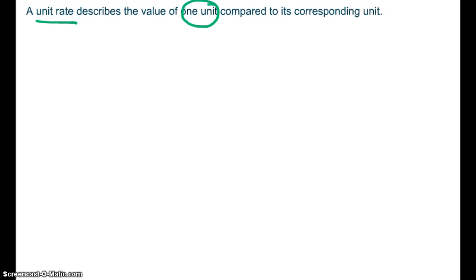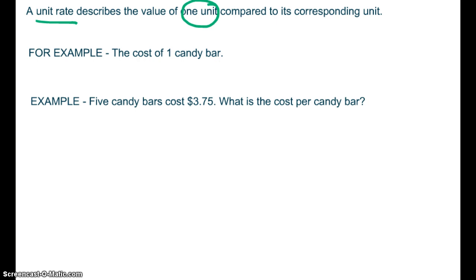A unit rate describes the value of one unit, the cost of one, or the value of one compared to its corresponding unit. For example, in our previous problem, we were actually working with a unit rate, the cost of one candy bar. But what if we don't know the cost of one candy bar? What if we need to find a unit rate? For example, what if we are given that 5 candy bars cost $3.75, and we are asked to find the cost per candy bar? What does the cost per candy bar mean? That means the unit rate, the cost of one candy bar.